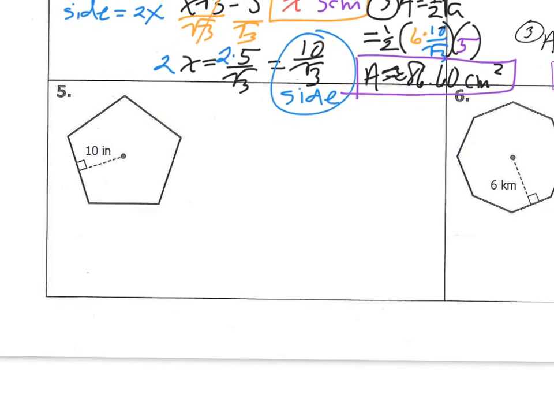So for 5, we again are given the apothem. So for the 3rd time, I'm going to draw in a radius. Radius is always from the center to vertex.